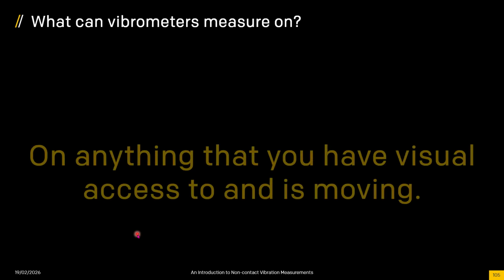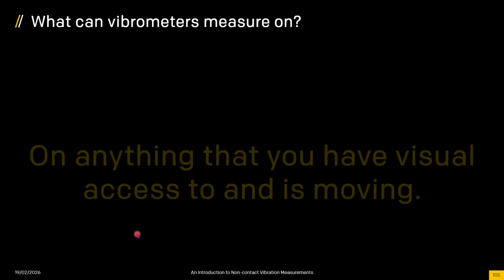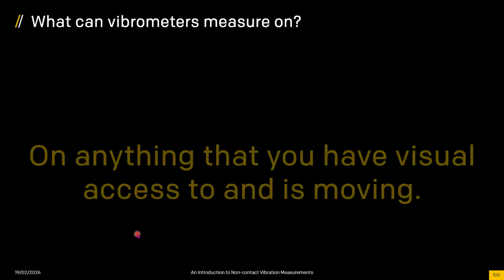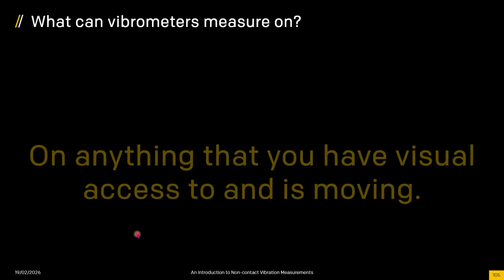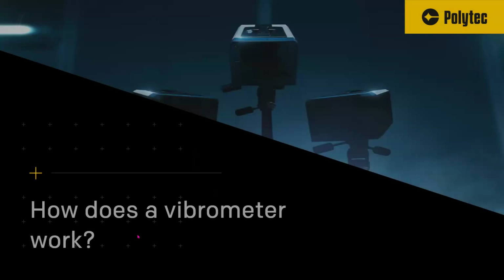Now, what can vibrometers measure on? Basically, anything you can see and is moving. Those are the two very basic prerequisites, right? There should be visual line of sight, and if you don't have visual line of sight, can you create visual line of sight using mirrors, for example? And how does a vibrometer work?